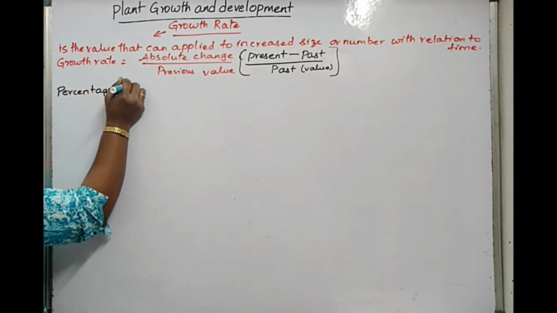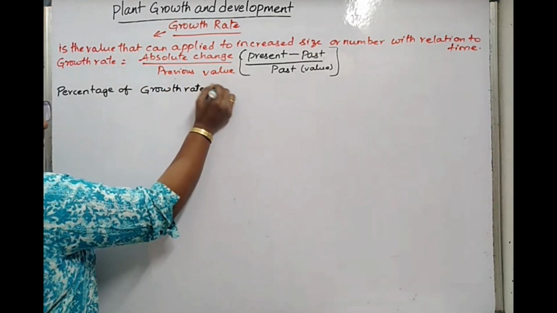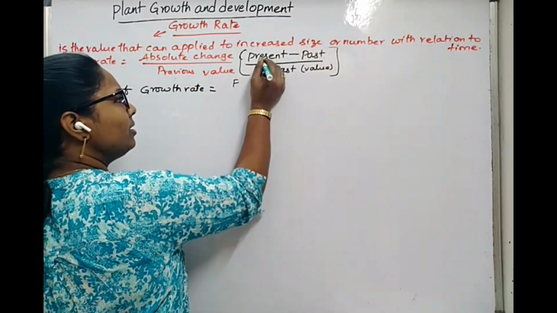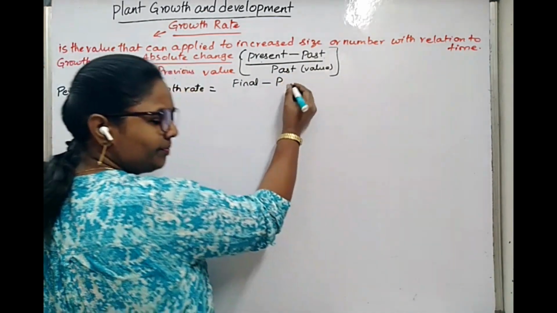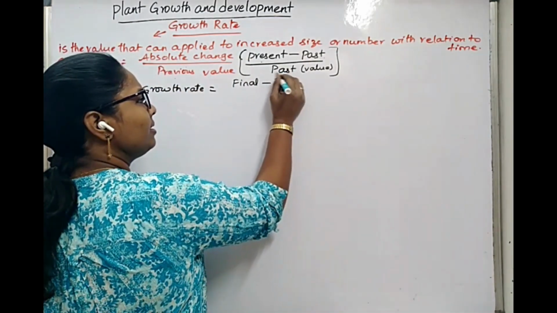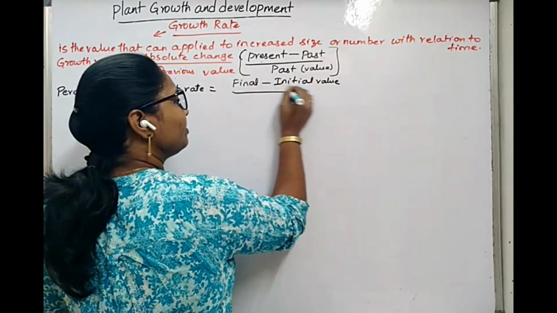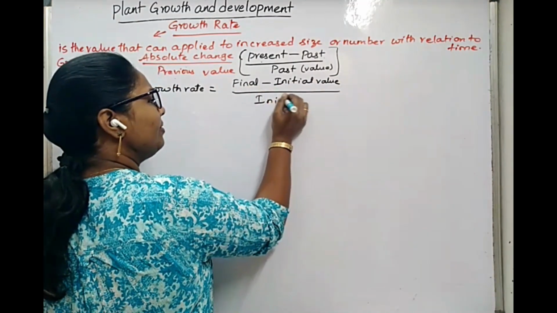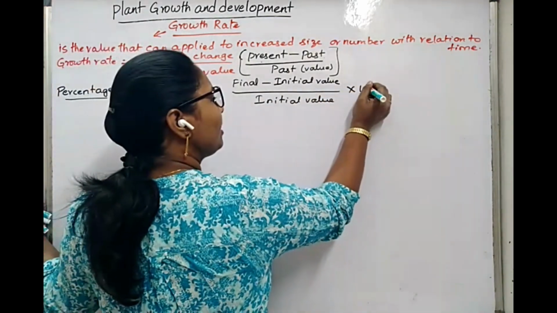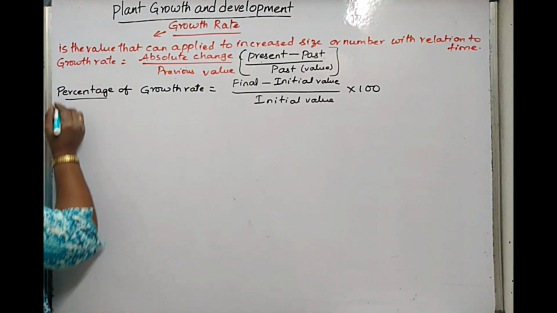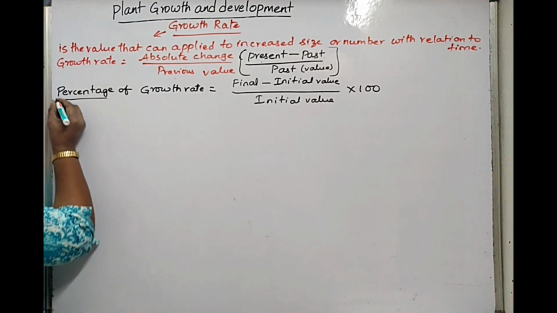Percentage of growth rate is equal to present, or we can also write this as final value minus initial value or past value, divided by initial value. Since we are talking about percentage, we will multiply with 100. This growth rate increases according to time period.